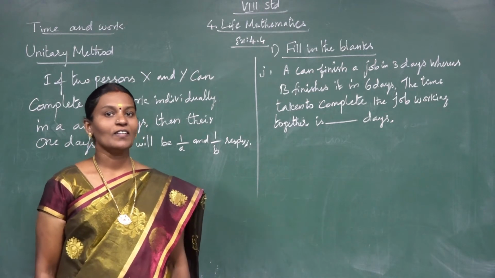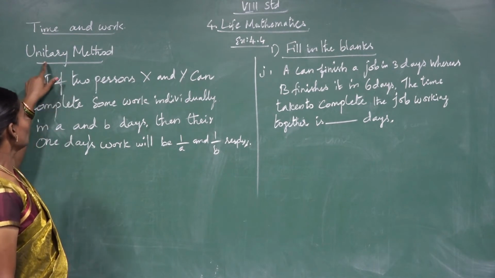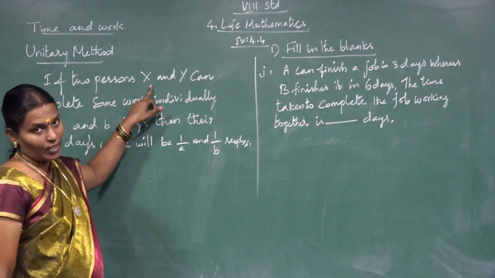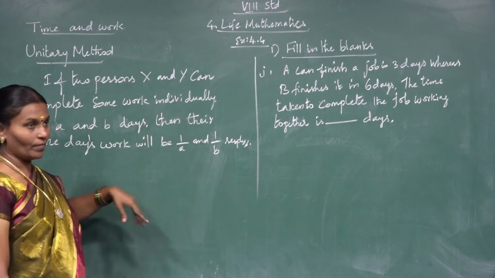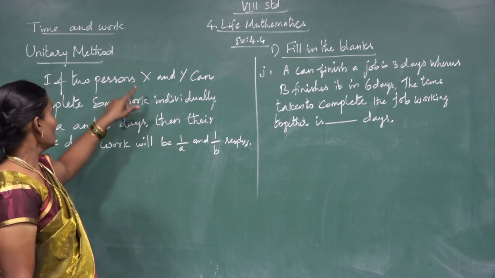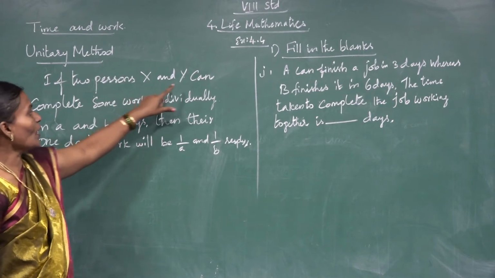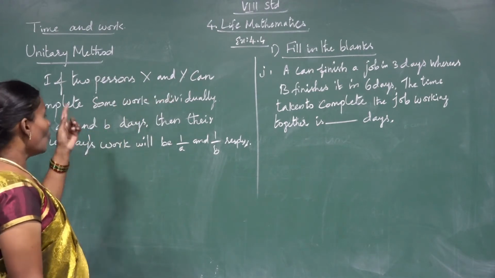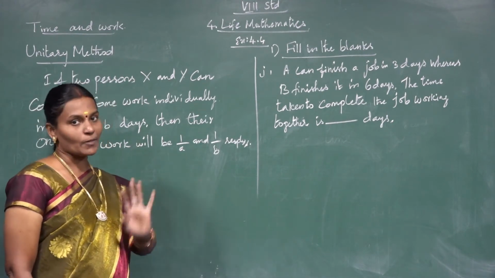Children, now we see time and work. In this time and work, we are going to see the unitary method. If two persons, x and y, can complete some work individually in A and B days, that means person x completes the work in A days and person y completes the work in B days. Then their 1 day's work will be 1 by A and 1 by B respectively.